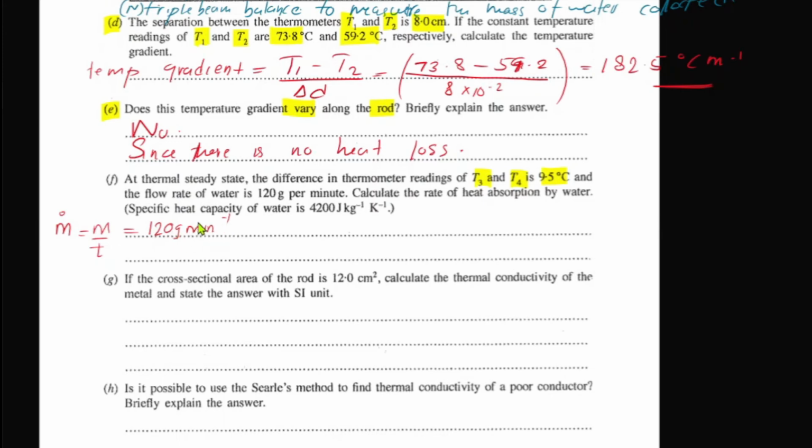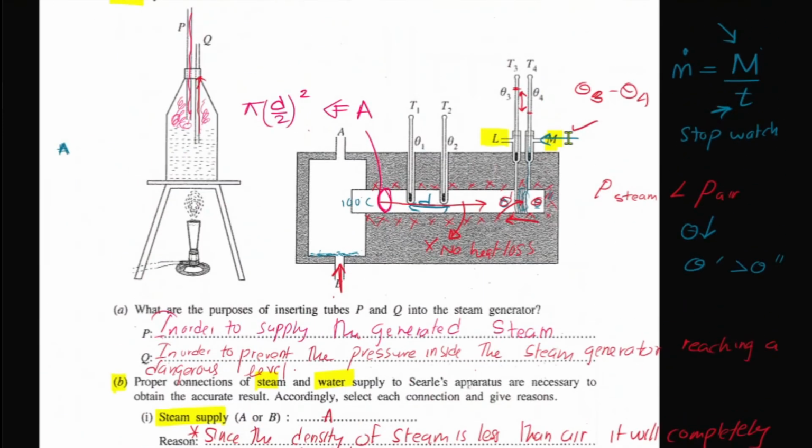Okay, so calculate the rate of heat absorption. You need to understand, guys, what they ask is not heat absorption, but the rate of heat absorption. When they ask the rate of heat absorption, it is Q over T. Heat absorbed is Q. Actually, what is the water going to do?